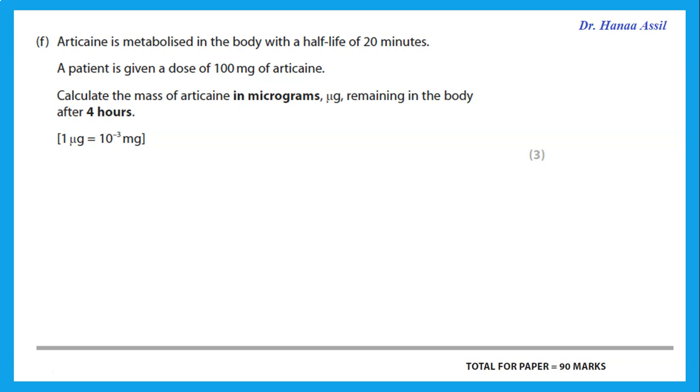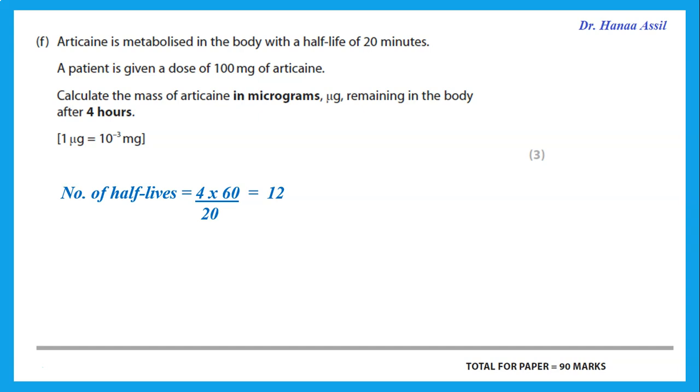Articaine is metabolized in the body with a half-life of 20 minutes. A patient is given a dose of 100 milligrams of this compound. Calculate the mass of articaine in microgram remaining in the body after 4 hours. Remember half-life? Half-life is the time taken for half of it to remain. So after 4 hours, how many half-lives is that? The number of half-lives is, this is 4 hours, so you change it to minutes, multiply by 60, divide by 20, so this is 12 half-lives.